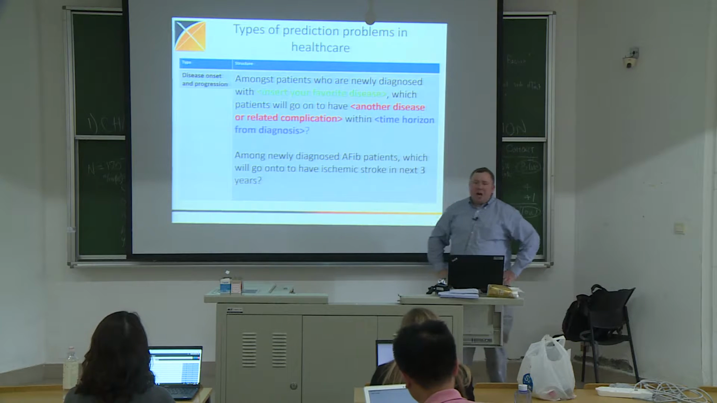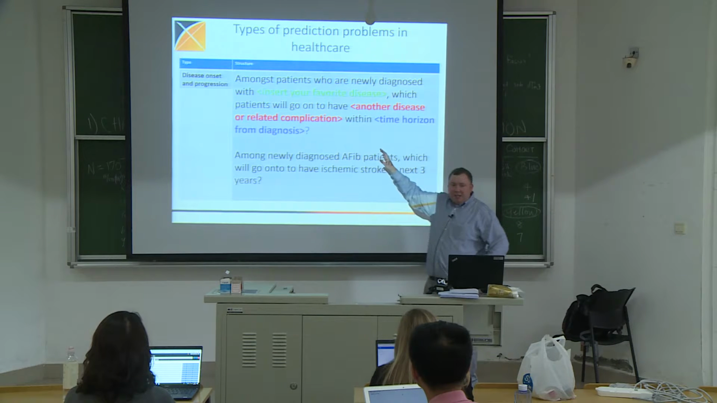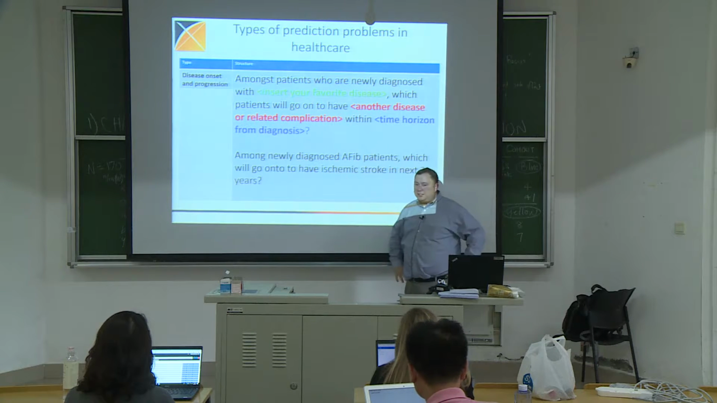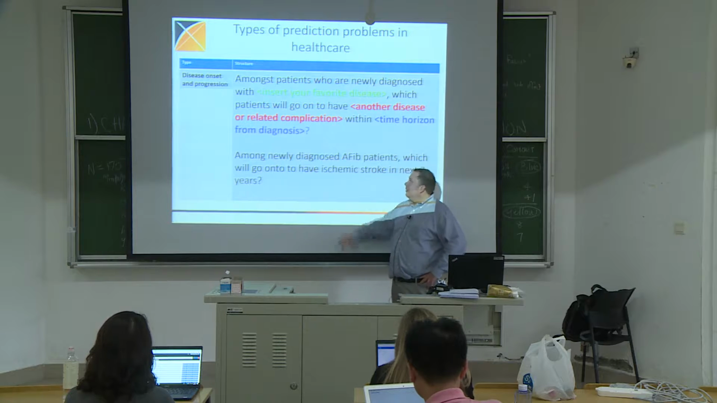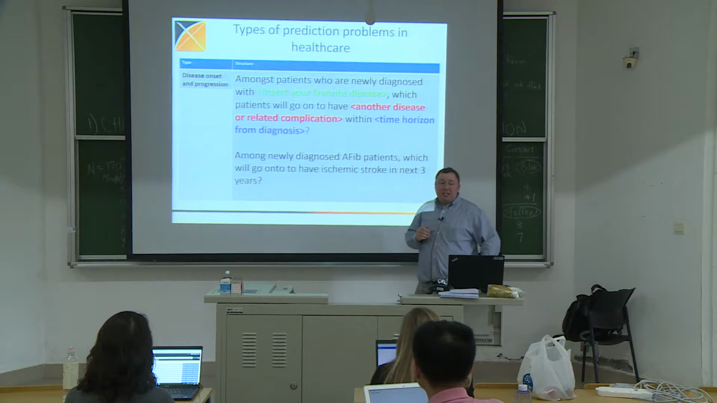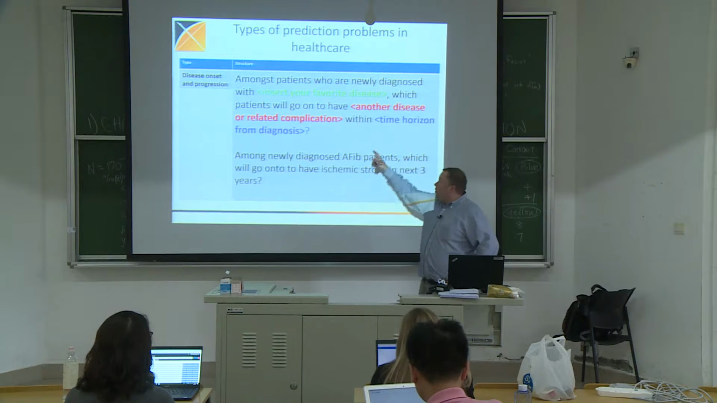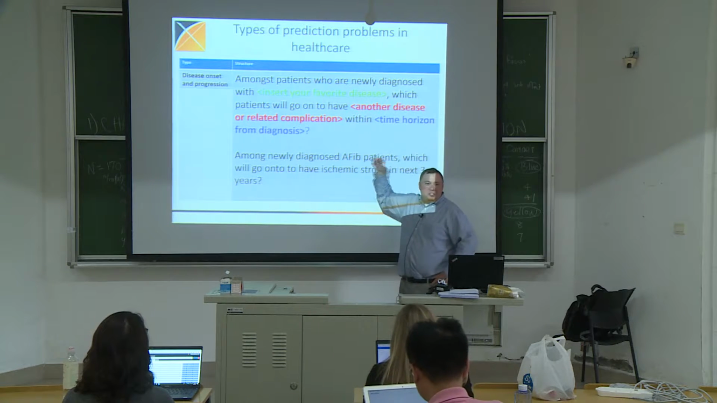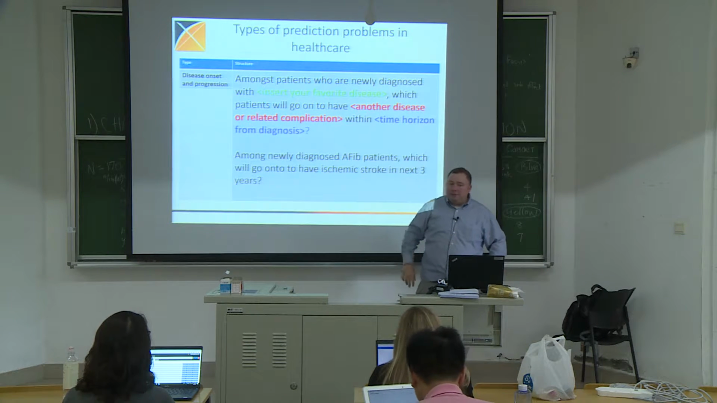So disease onset and progression. The fill in the blank statement that you could think about is, amongst patients who are newly diagnosed with some disease, which patients will go on to have some other disease in some time horizon? And so if you are interested in studying or predicting disease onset or disease progression, all you need to do is fill in the green, which is your target cohort, the red, which is your outcome cohort, and the purple, which is your time at risk. Those are the only three things that you need.